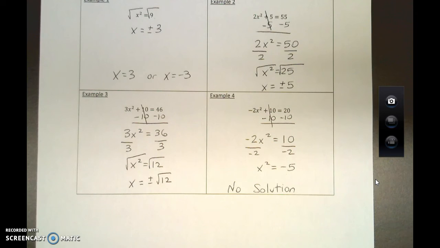So I'm going to have you try the other problems where you are going to start solving by taking square roots. Good luck.